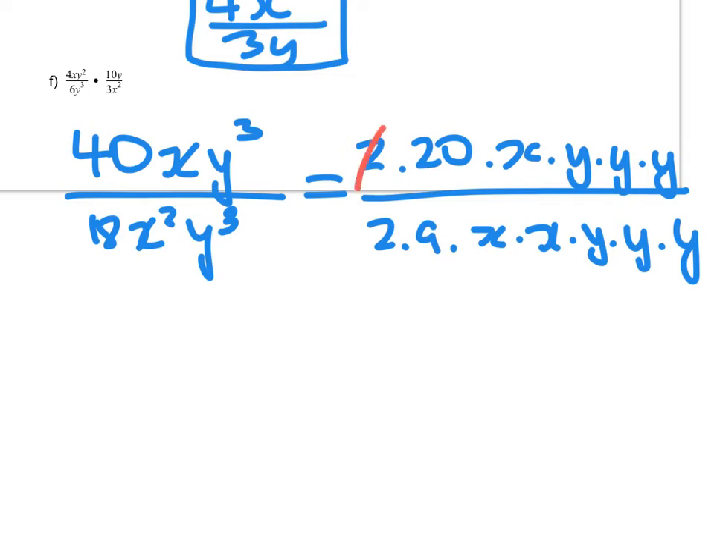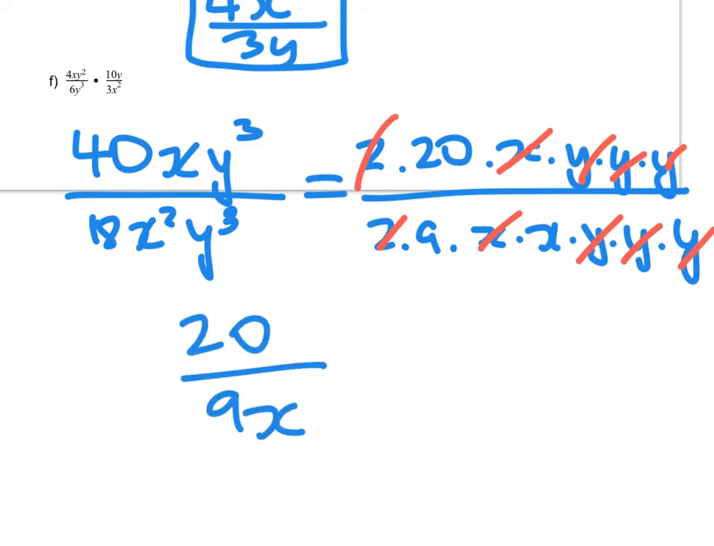Now let's cancel things out that are in common. 2 and a 2. You have an x and an x. And you have the 3 y's on top, 3 y's on the bottom to cancel with them. So what am I going to be left with on top? All that's left on top now is a 20. What's left on the bottom? 9x. And that's it. 20 over 9x is your answer.